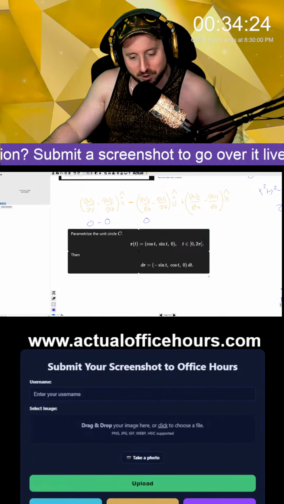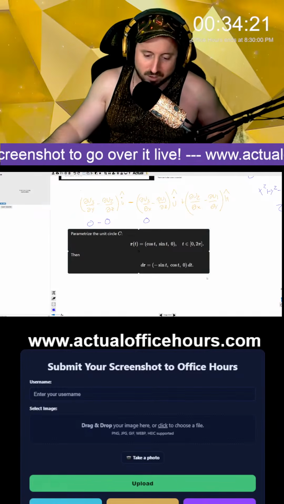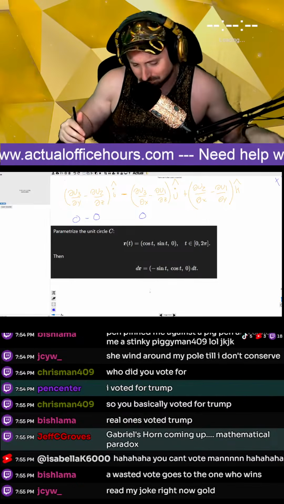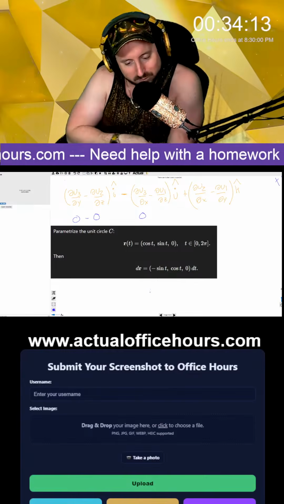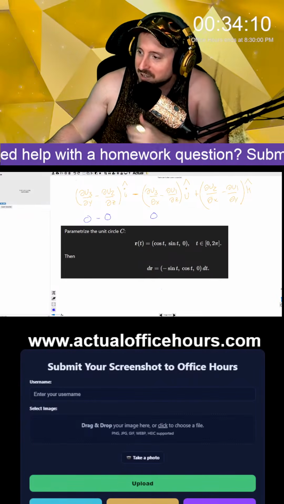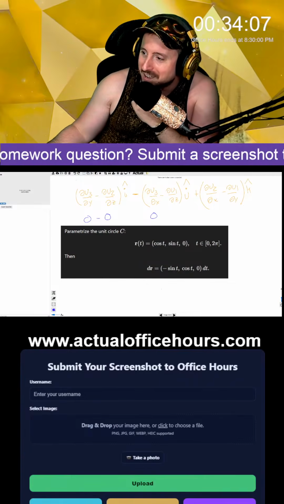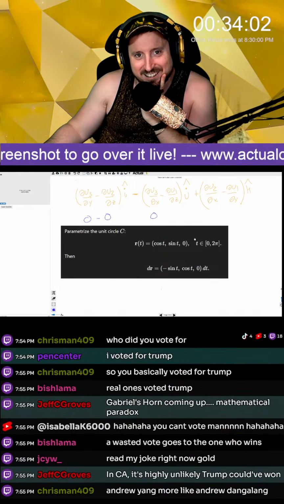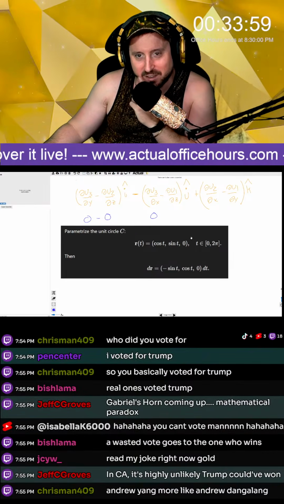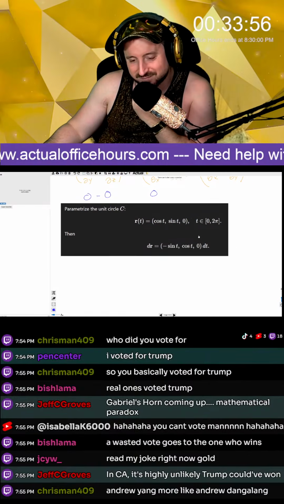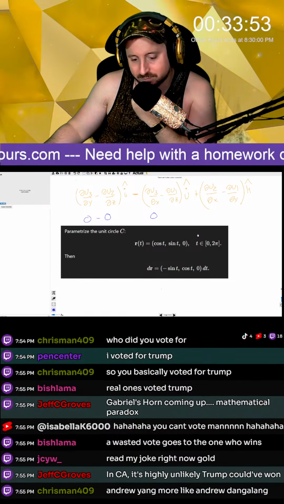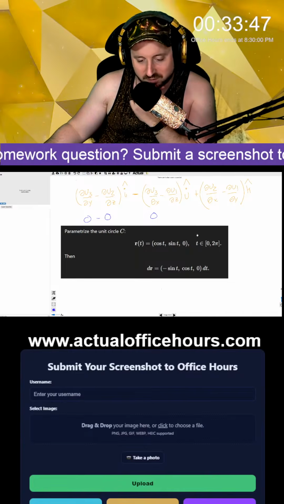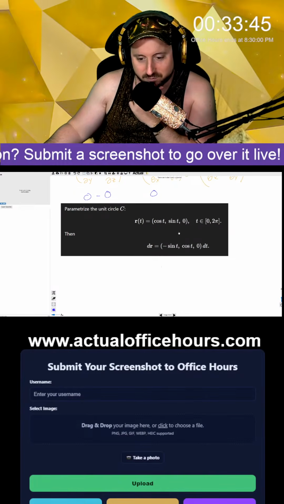A wasted vote goes to, yeah, if you're a cuck, sure. Yeah, but that's not how it works. Wasted votes don't go to the winner. That's wrong. Yeah, and in California, it's highly unlikely that Trump could have won. Yeah, exactly. It's more like a symbolic vote. I think you should always vote. Don't vote because of strategy. That's dumb. Vote for who you believe in.